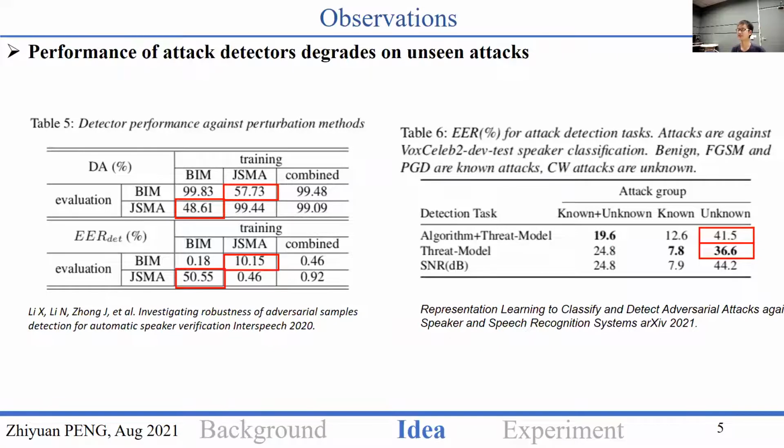Here are some observations from two recent papers, which show their proposed attack detectors failed to detect unseen attacks. On the left-hand side, the above table evaluates the detection performance in terms of detection accuracy. The higher the better, and we can find out when it is trained on BIM perturbed data, it failed to detect GSMA attack. In the table below, the evaluation metric is equal error rate. The lower the better.